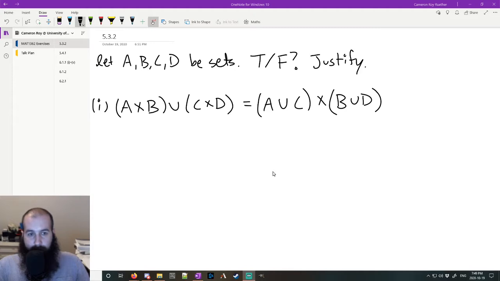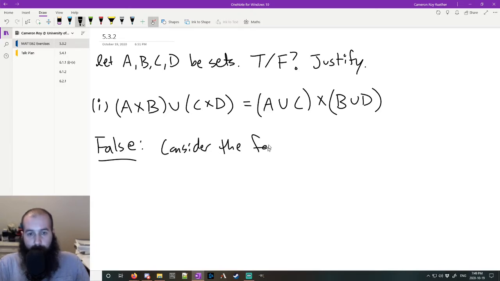The idea is that here you can only have pairs where the first element is from A and the second is from B, or the first is from C and the second is from D. Whereas on the right-hand side, I could have a pair with the first element from C and the second from B, and such a pair would not occur in the left-hand side. So this is actually false. And we can consider a counterexample.